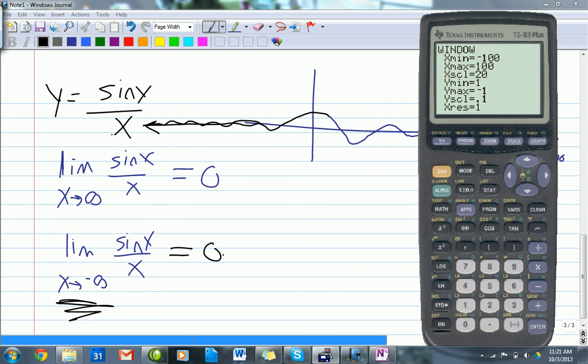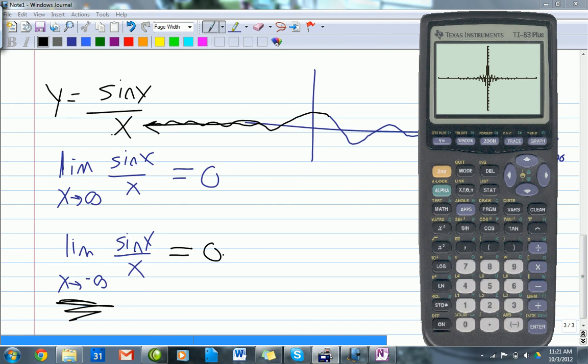Okay, what I had is the y minimum needs to be negative 1. Sorry, that's positive 1. Okay, let's try again and see if we get a little better picture. Here we go. The oscillations are tight in here, and then they get really, really thin. So this function, sine x over x, is petering out to 0 as x is heading towards negative infinity and as x is heading towards positive infinity.